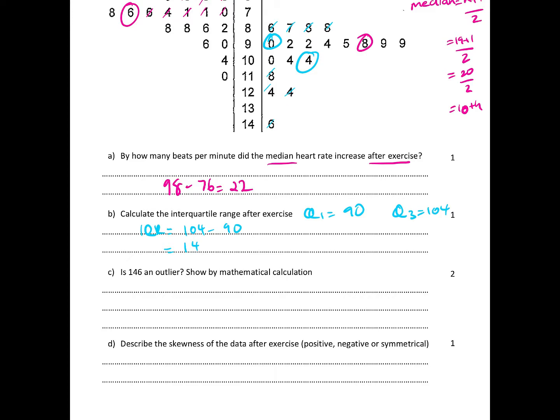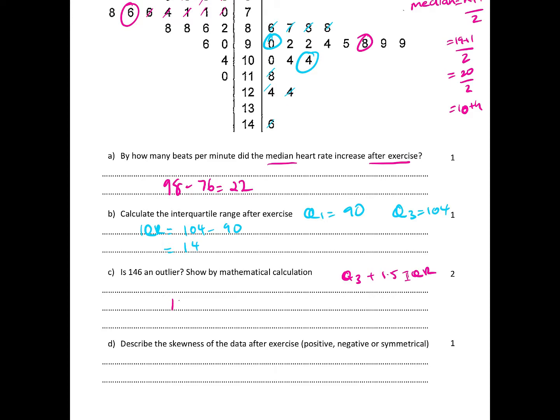Question C. Is 146 an outlier? Now in order to determine an outlier, it's going to be Q3 plus 1.5 times your interquartile range. I'm going to use that, and if it is greater than this value, then it is an outlier. If it is below, then it is not. So let's test this out.